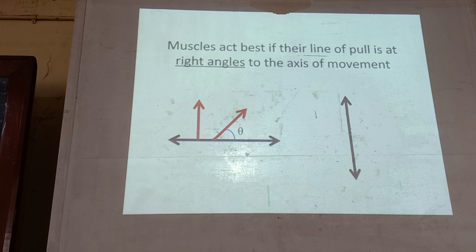Is this clear? How much should you keep the elbow flexed? If you want to tighten a screw, you have to keep the elbow flexed at 90 degrees. Your carpenter also knows this. The carpenter keeps his elbow flexed by 90 degrees, then he tightens the screw. He has no knowledge of science. You have to tell him, you know why you are flexing your elbow? He says, I find it more convenient. No, it's not convenience. It is sin theta.